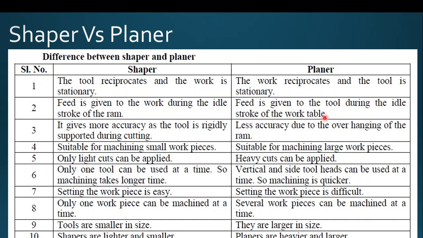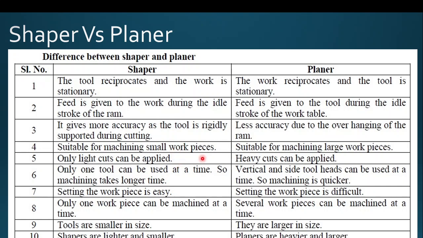Here we do not move the work table along with the workpiece for the feed movement like in the shaper. In the planer, the tool head moves during the idle stroke of the table. The shaper gives more accuracy since the size of the machine is small and the tool is fixed rigidly in the ram. The accuracy is very high, but in the case of the planer the accuracy is very low. The shaper machine is more suitable for machining small sized workpieces, and the planer is manufactured exclusively for machining large sized workpieces.